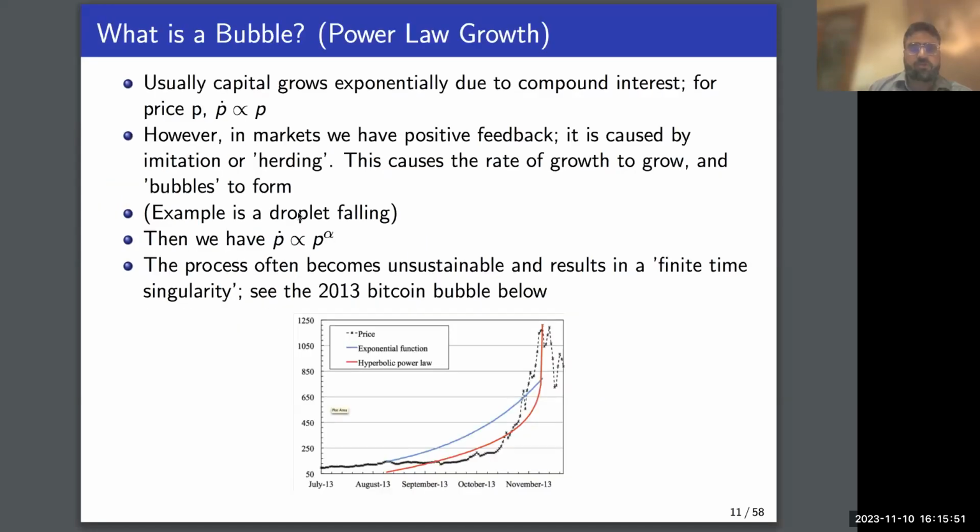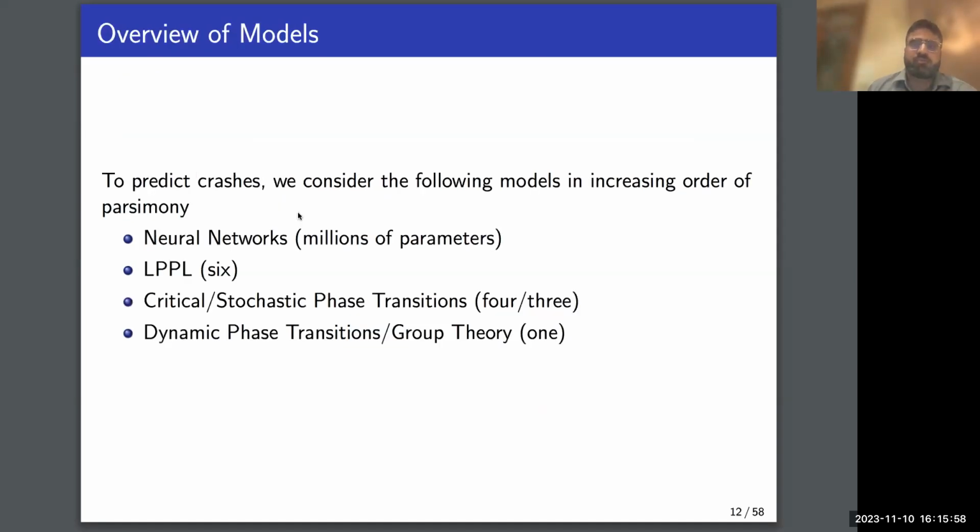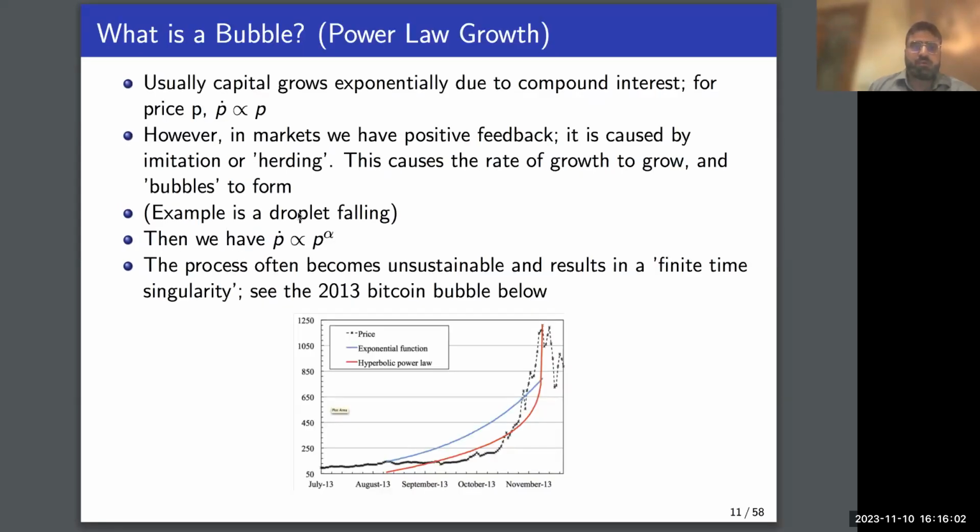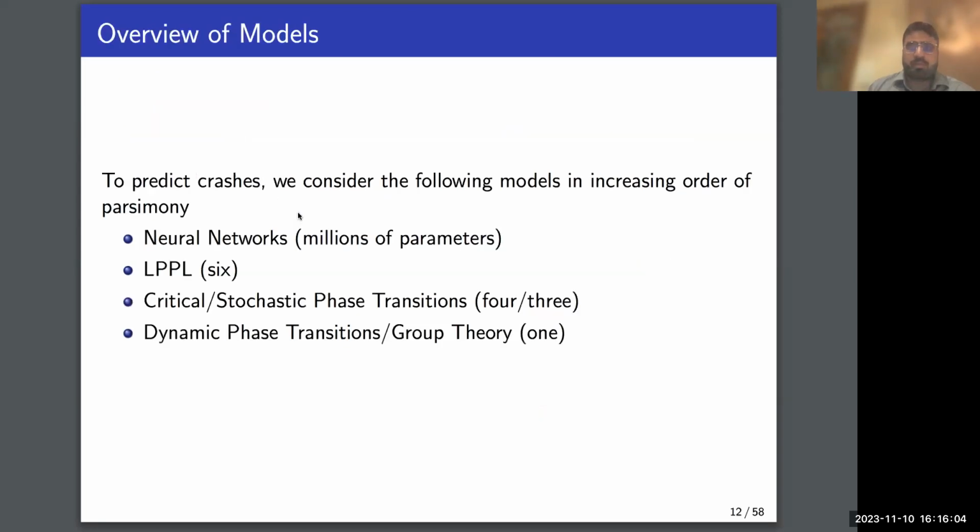Okay, so you can see the 2013 Bitcoin bubble here, right? You see a power law increase before the crash, right? It characterizes the bubble. Now we've understood what a bubble is, and what to look for in trying to identify a bubble.